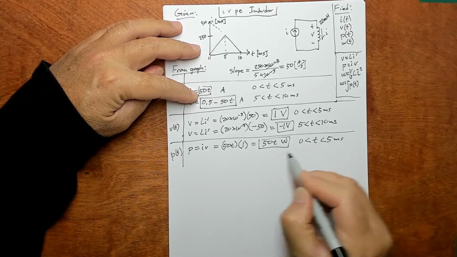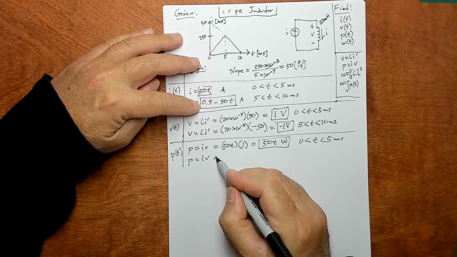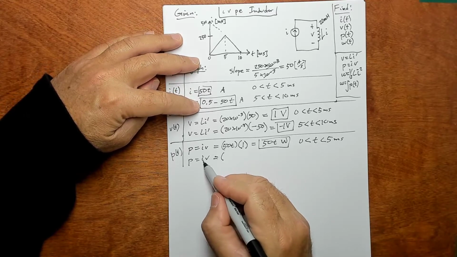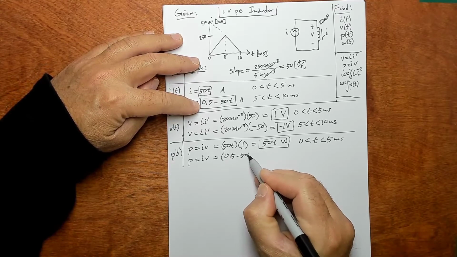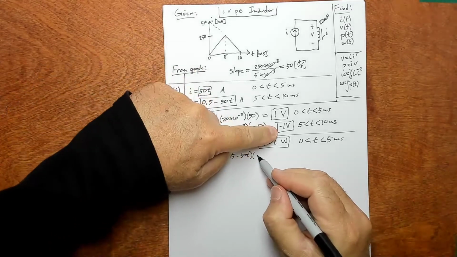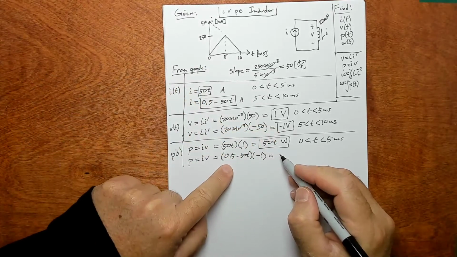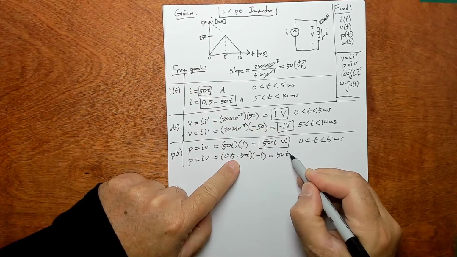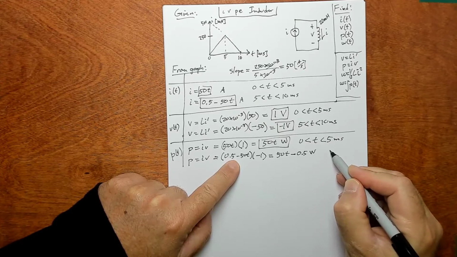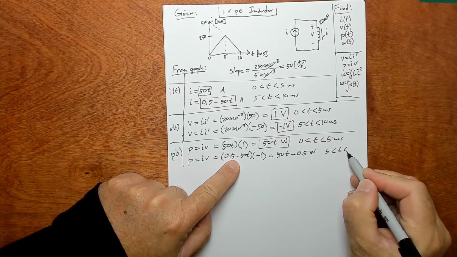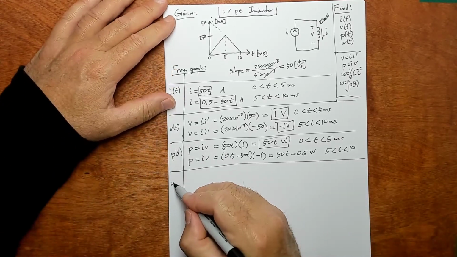Second interval, it's just the whole equation I times the whole equation V. So 0.5 minus 50t times minus 1, which works out to just multiplying a minus 1 in there. It ends up with 50t minus 0.5 watts. So this is from 5 to 10 milliseconds. That's that guy.